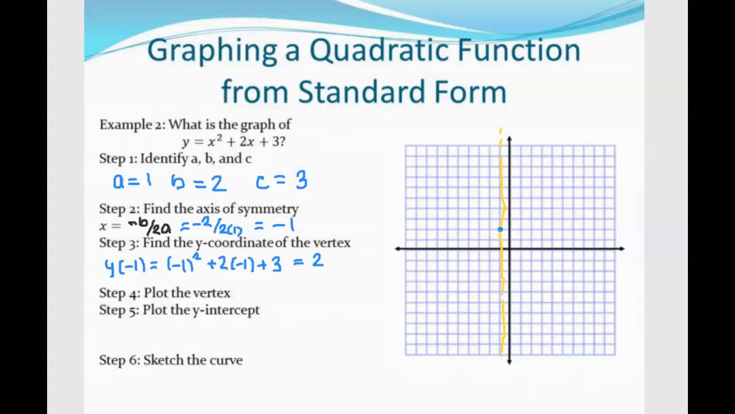My a value is positive, so that tells me that this is a minimum, and my graph opens up. The y-intercept in standard form is 0, c. So I'm also always guaranteed the point 0, 3. What you'll notice is that point is up 1 and right 1 from the vertex, which means I have another point up 1 and left 1 from my vertex.